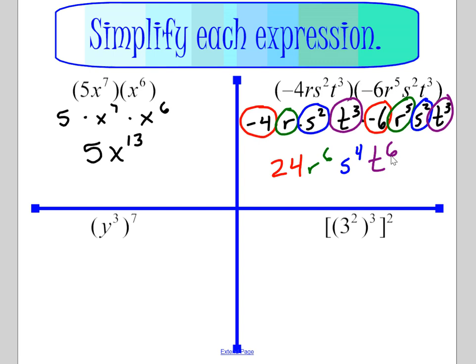Next up, I have a power to a power, so that's y to the third, to the seventh. I like to make sure that I take my outside exponent and multiply it by each thing. So 3 times 7 is going to be 21. So I have y to the 21st power.